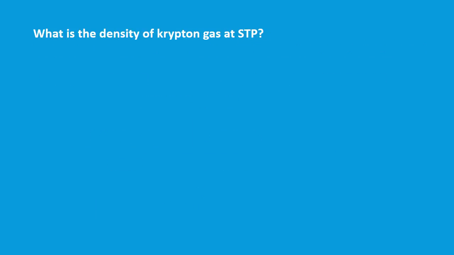So in this example, we want to find the density of krypton gas at standard temperature and pressure. To find density, if you remember the equation for density, we need to know the mass and the volume. So density is mass divided by volume. So first thing we need to know is what is the molar mass of krypton. Krypton is an element, so we find its molar mass by looking on the periodic table, and that is the same as its atomic mass.